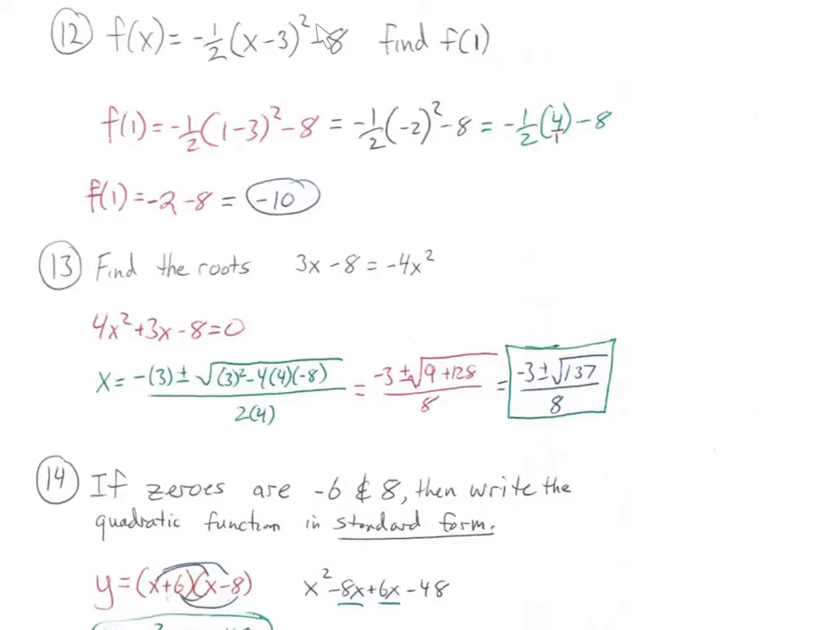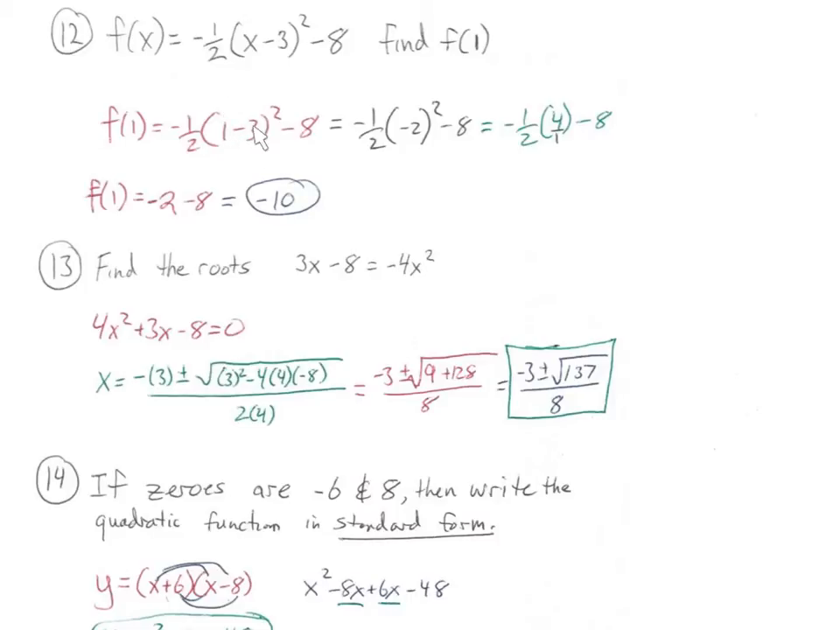f of x equals this vertex form equation. I want to find f of 1. When I say f of 1, what it's saying is replace the x with 1. So I went and replaced the x with 1. So f of 1, replace the x with 1. And now let's do the math.